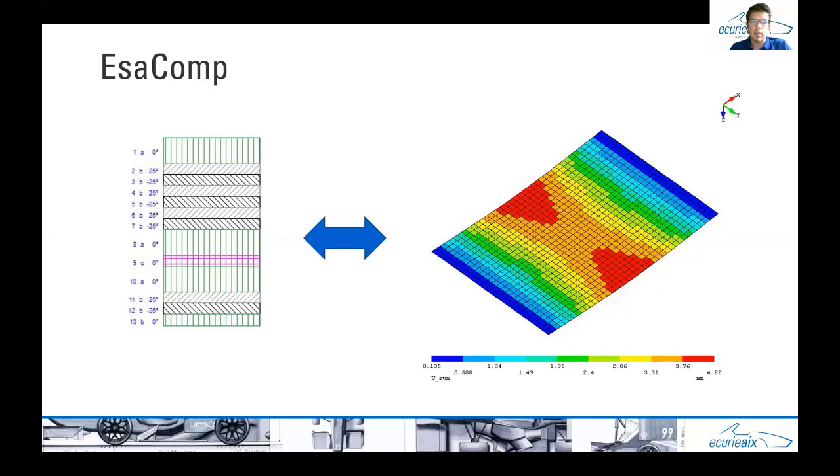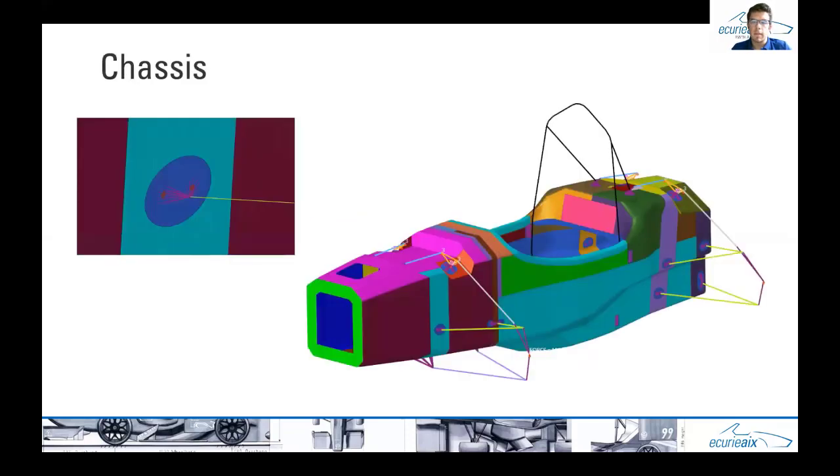In ESAComp, we can iteratively change the layers or the core materials, for example aluminum honeycomb, or the angle of the layers we want to lay in the panel. So we can put them together fast and simulate them also very fast. And then in the end, we can incorporate these results into the monocoque simulation, which you can see on this slide. Here you can see our current monocoque in HyperMesh.